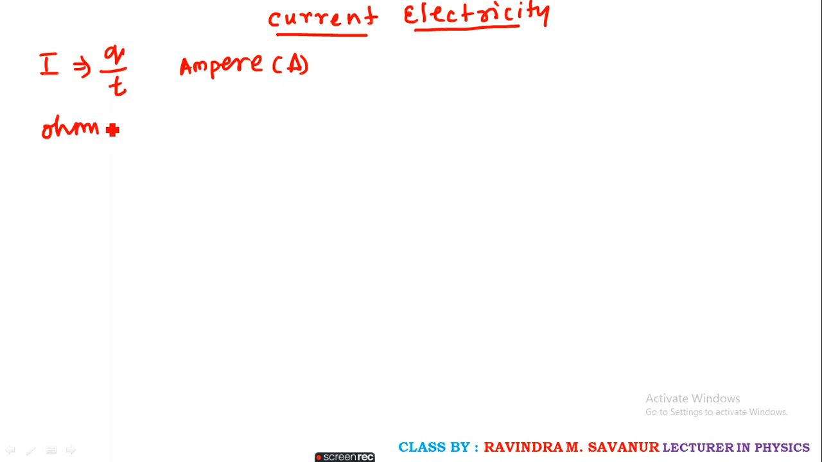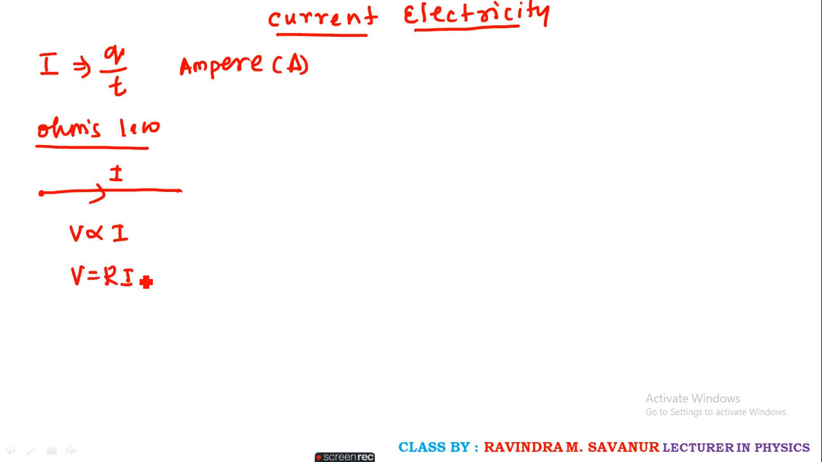We also discussed a very important law, Ohm's law. What does Ohm's law tell? The current flowing through a conductor across its ends is directly proportional to its potential difference. Here V is directly proportional to I, hence V equals RI.